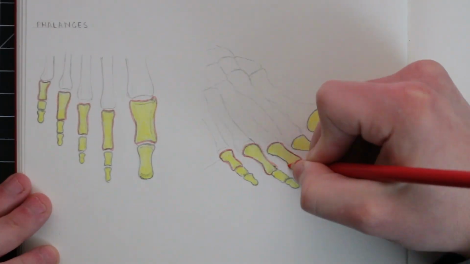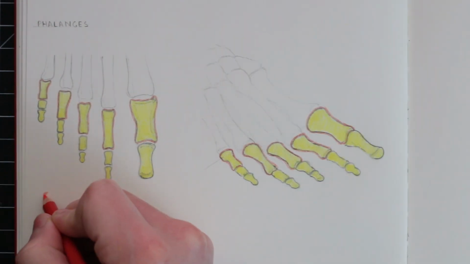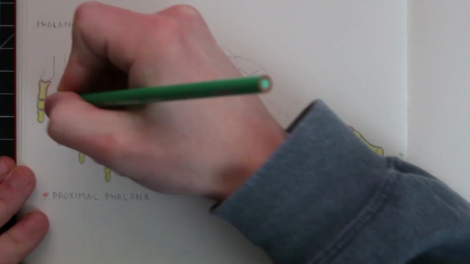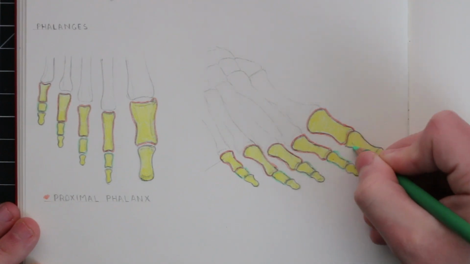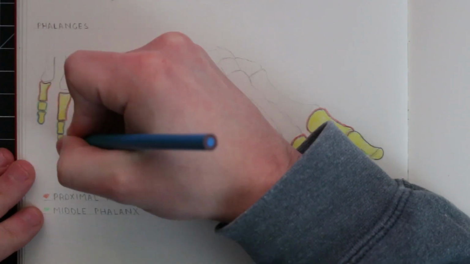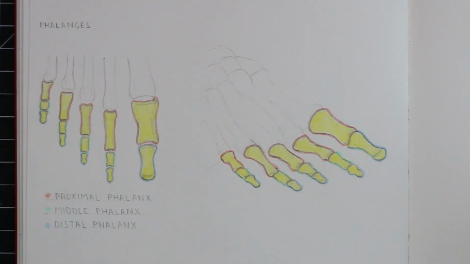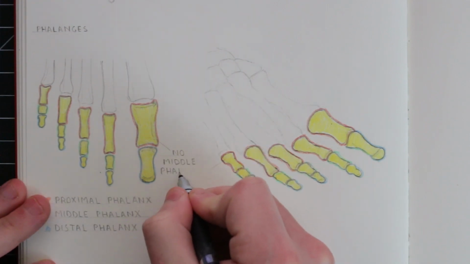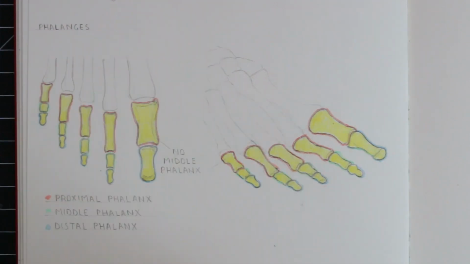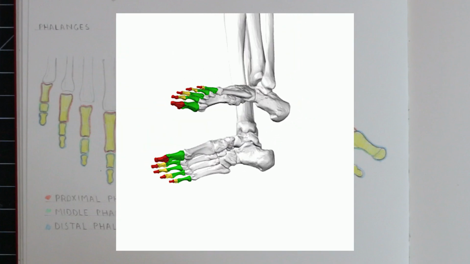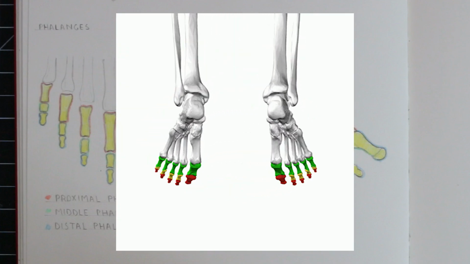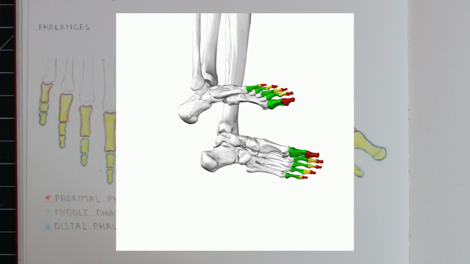The first row connecting to the metatarsals are the proximal phalanxes. Then there are the middle phalanxes, and finally at the end there are the distal phalanxes, and you've likely heard these terms before. The big toe, however, in the same way as the thumb, doesn't have a middle phalanx. There is just the proximal and distal phalanx there because it requires greater strength to support the body, especially when pushing off the ground when walking and running.